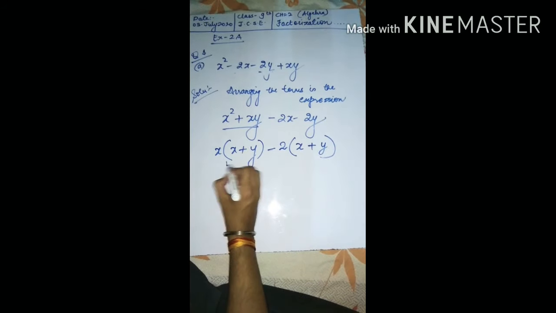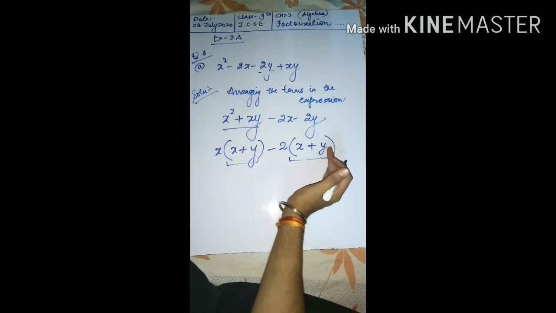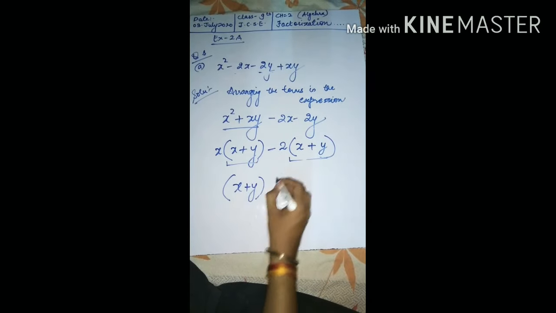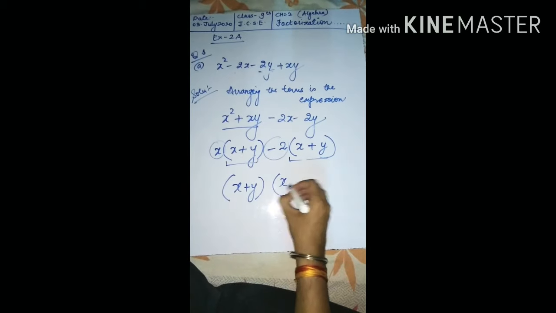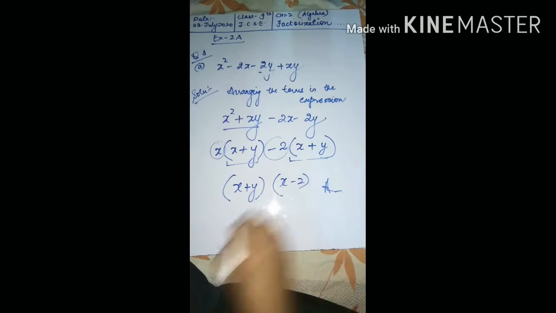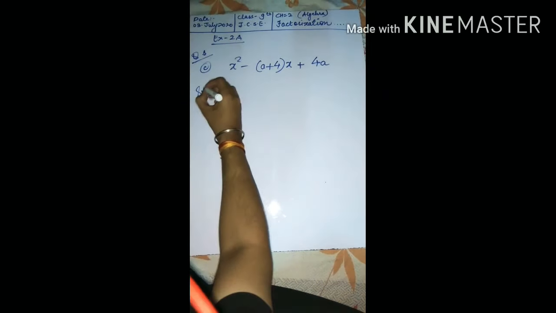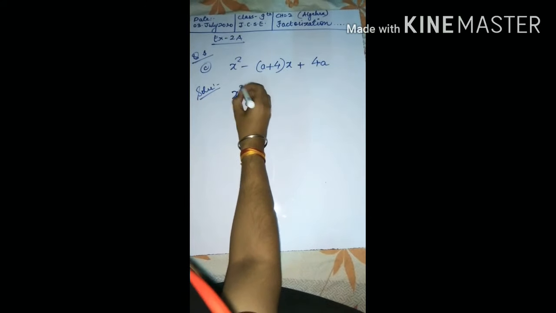Now again, see these two, x plus y, again you can take this bracket common. So taking x plus y common, we are left with what? x and minus 2. So x minus 2. This is the final answer. Okay, now let us do the C question. See, in this question, first we need to multiply this x inside the bracket.